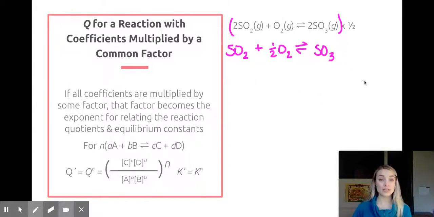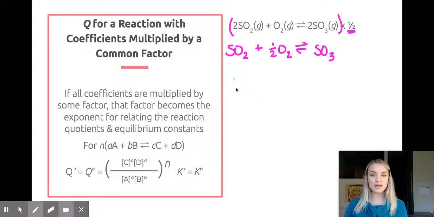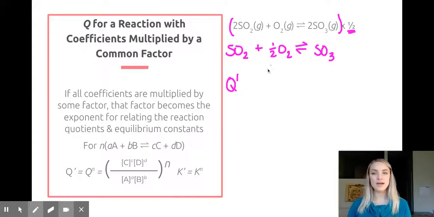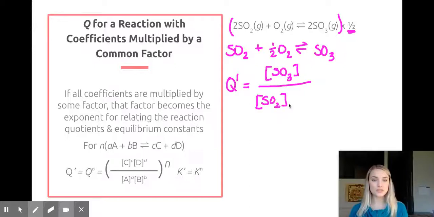So when my equation looks like this, and I know that I have multiplied all of my factors by 1/2, I can say that my reaction quotient, we'll call this Q prime 1, is equal to, and we're just going to write this out like a regular reaction quotient, SO3, no powers, divided by the concentration of SO2 to the first power times the concentration of O2 to the 1/2 power.